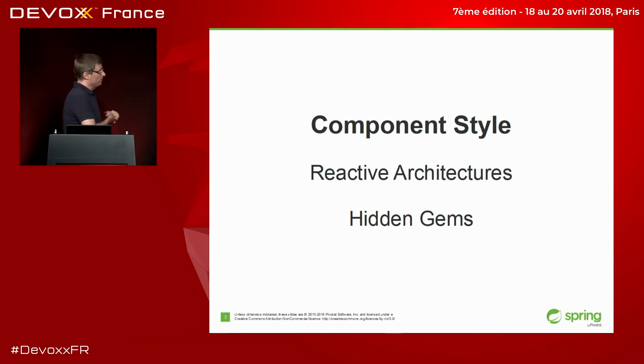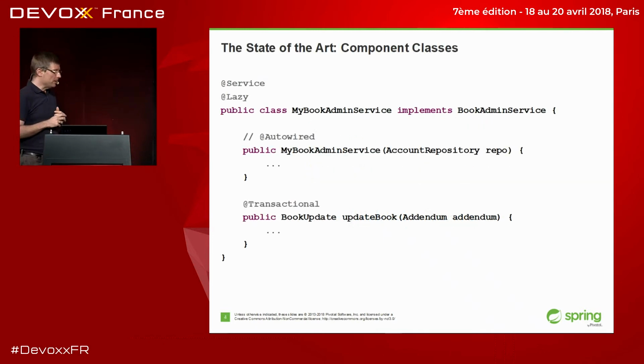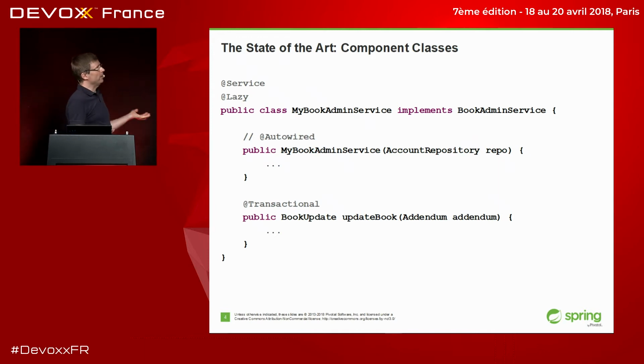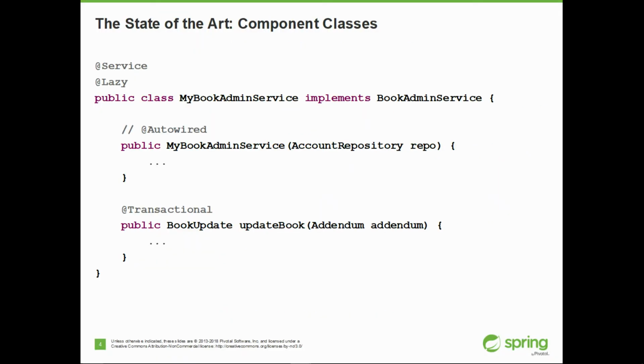And for the specific topics I'd like to cover today, let's start with component style. There is a state of the art, of course. This is basically, as you know it, Spring Framework 4 style components. Actually, Spring Framework 4.3 style even. The commented out @Autowired annotation on this single constructor here is actually a 4.3 feature.